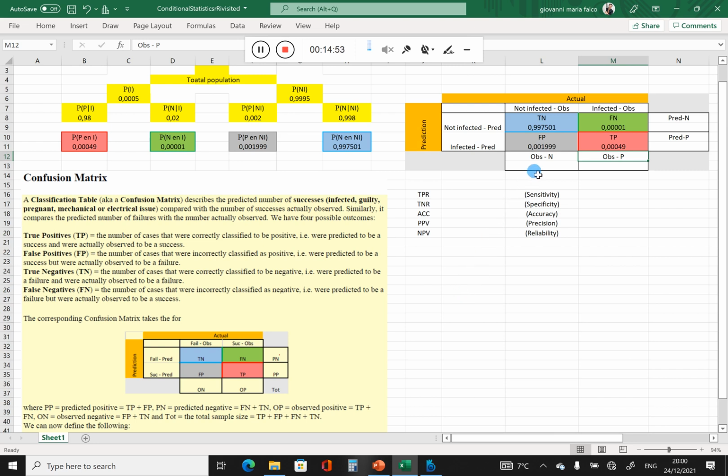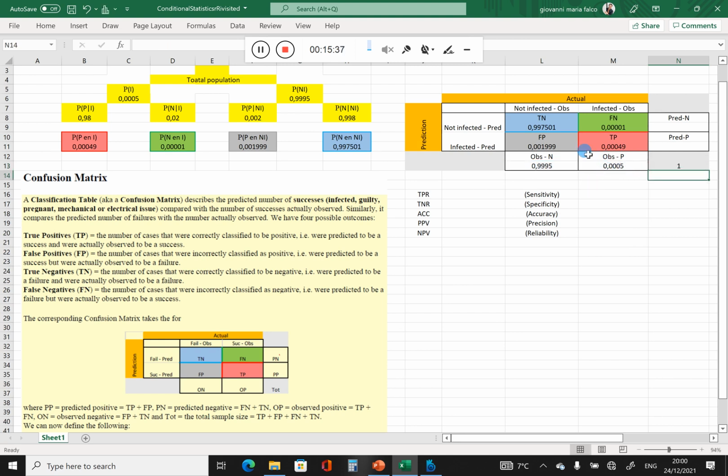So in order to complete the matrix, we have also to sum up, as we had said, for example, to find out all the total observed negative. Okay, then here the total observed positive, let's say infected observed. So this plus this, and we have to check that these two together must be equal to 1, because everybody is either infected in reality or not infected. So the total probability must be 1, and actually it is.